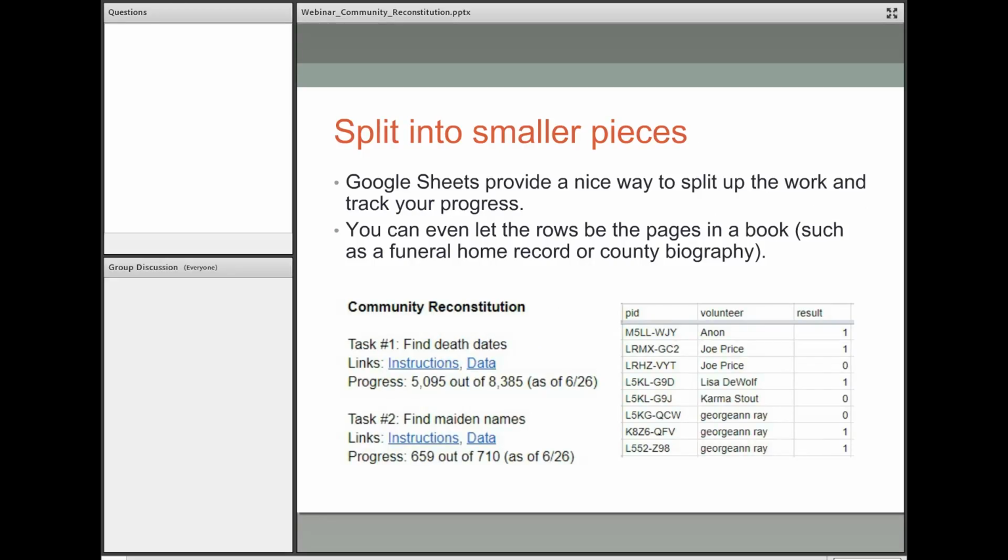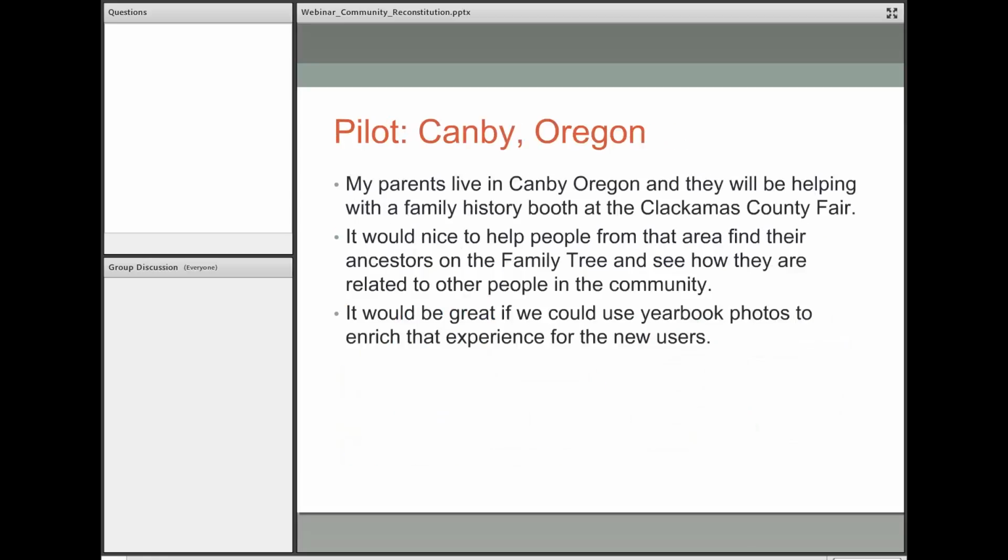And so we can create these Google Sheets to split it into smaller pieces, break it into smaller tasks, such as finding a death date or finding a maiden name. And so we can help give you the tools to do that.